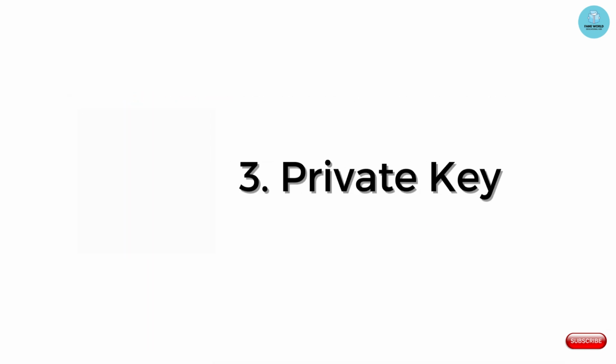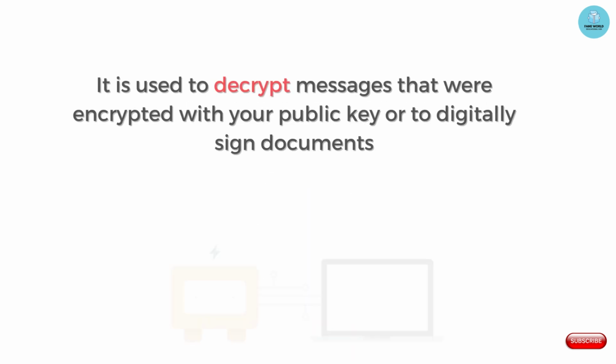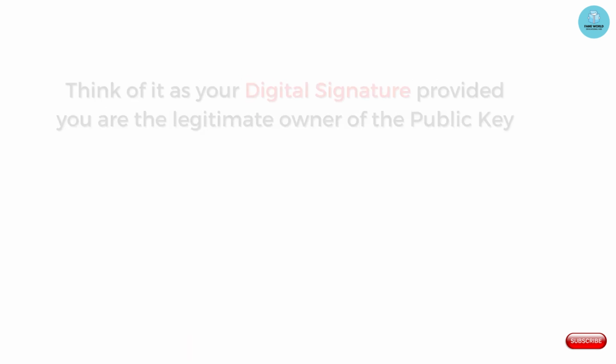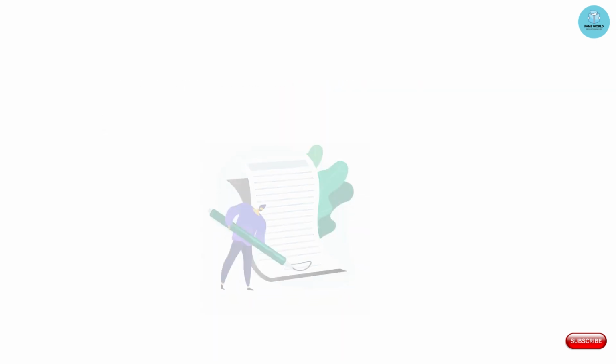Number 3. Private key. Your private key, on the other hand, is a closely guarded secret. It's used to decrypt messages that were encrypted with your public key or to digitally sign documents. Think of it as your digital signature, proving you are the legitimate owner of the associated public key.